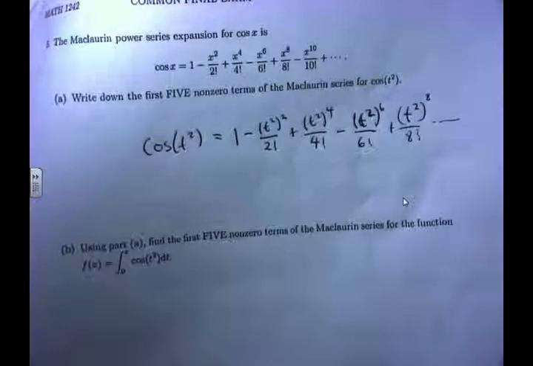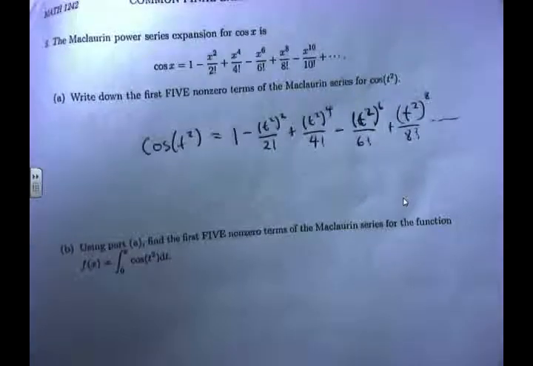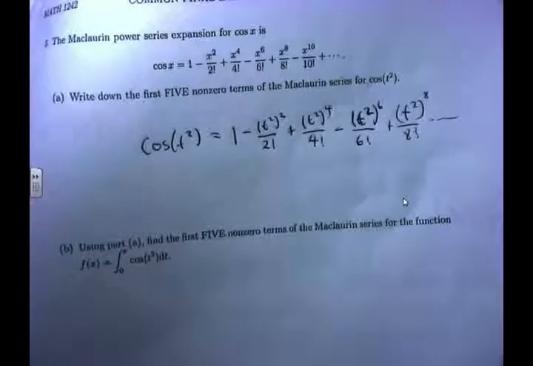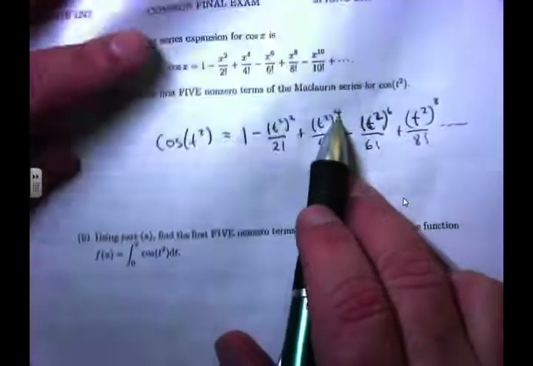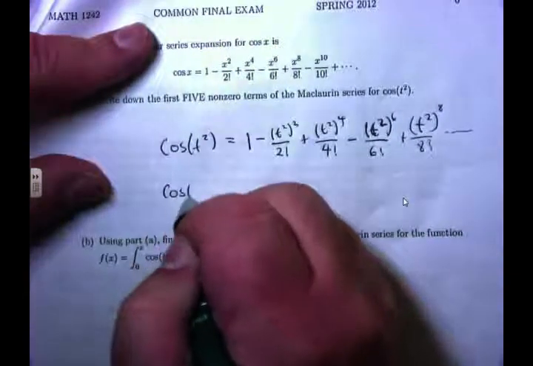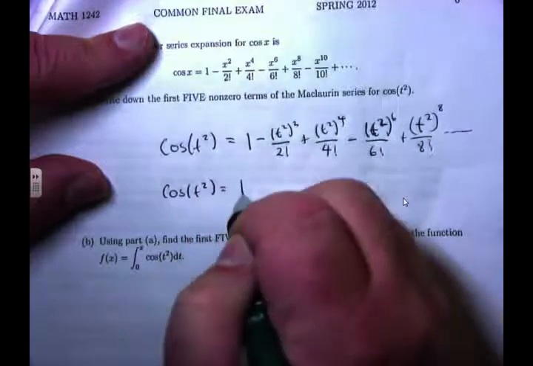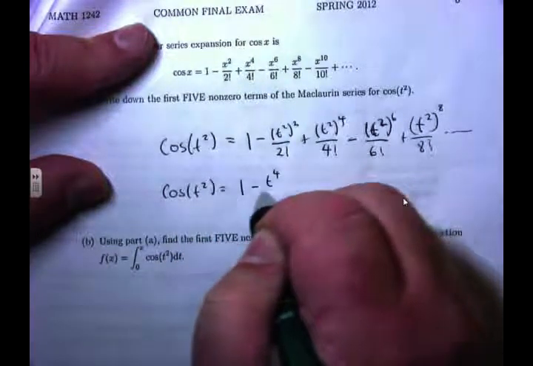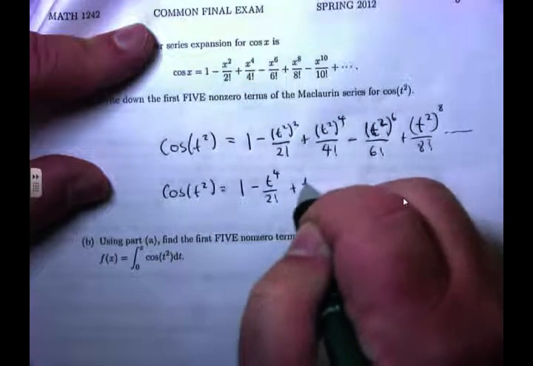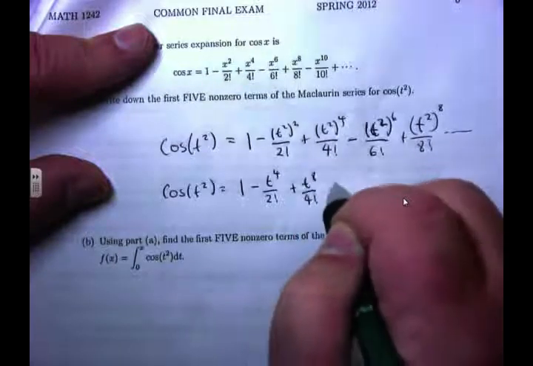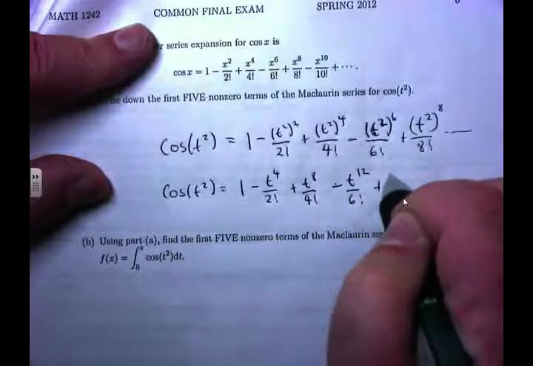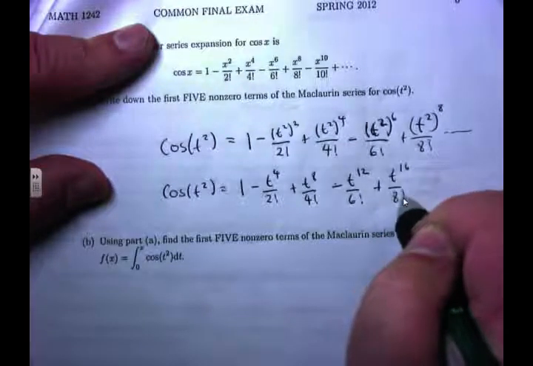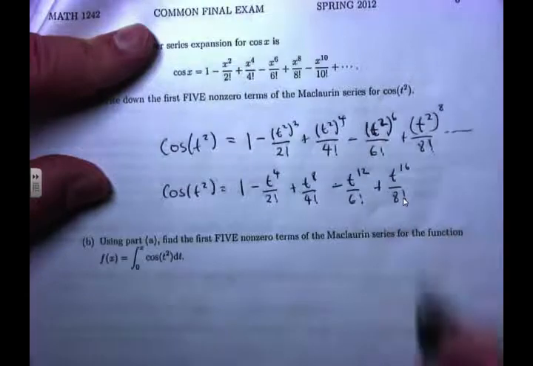But you should always clean it up. Power to a power, what do you do with the powers? X squared squared, x squared to the 4th. Power to a power, you multiply powers. So the cosine of t squared would have been 1 minus t to the 4th over 2 factorial plus t to the 8th over 4 factorial minus t to the 12th over 6 factorial plus t to the 16th over 8 factorial.